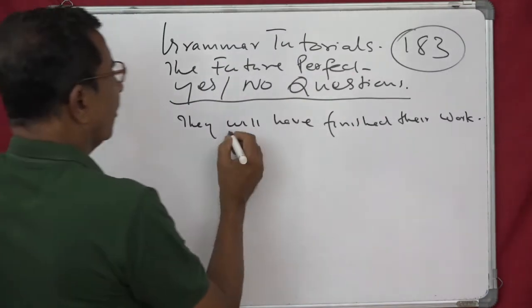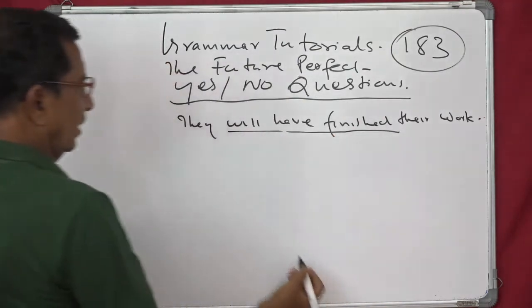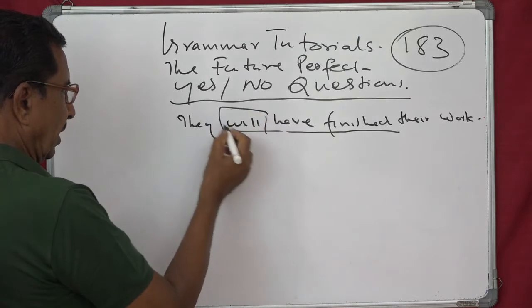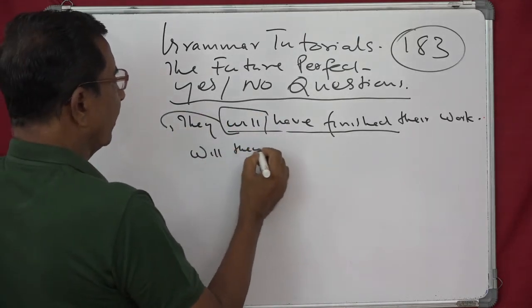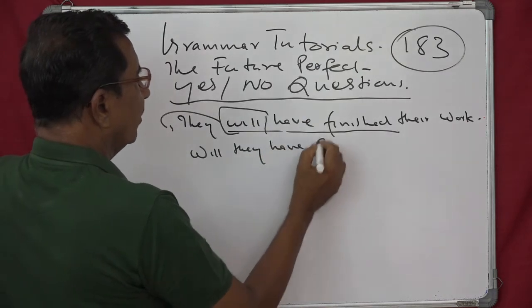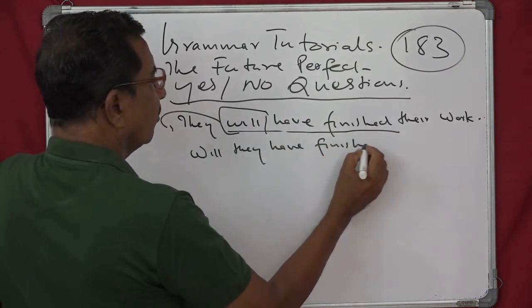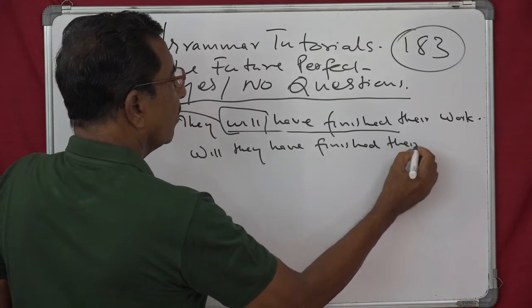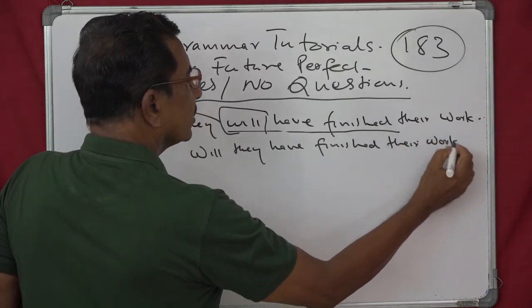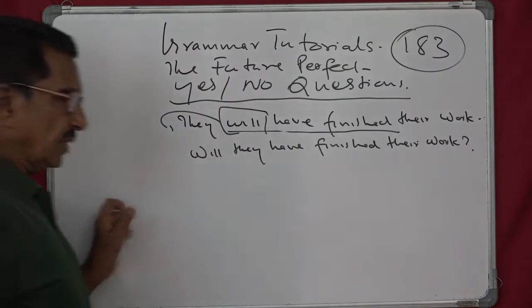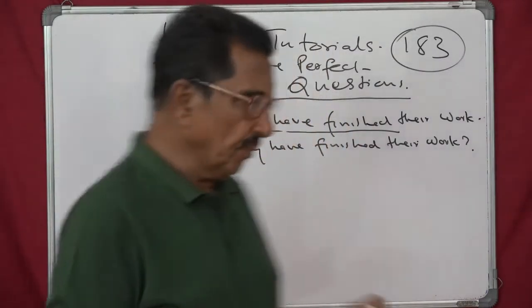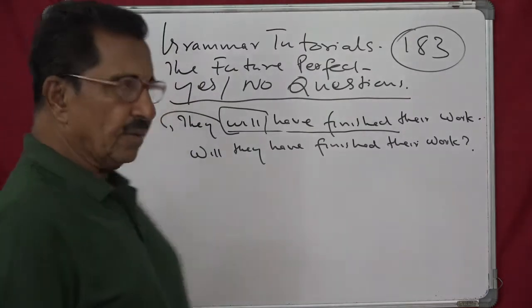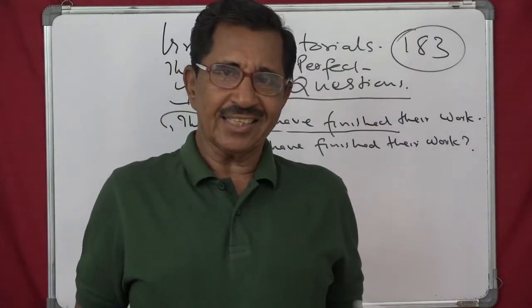So you have got will have finished. Take the first word and bring it here. Then you will get: Will they have finished their work? Question mark. That's all. It's very simple. So you have got again, let's say a few more sentences. I will do them as examples, and tomorrow we will have as usual an exercise.